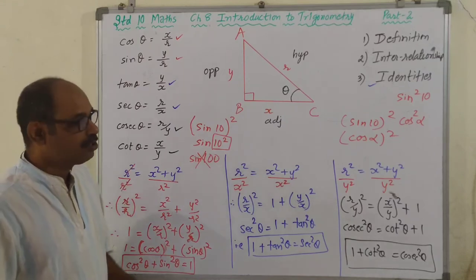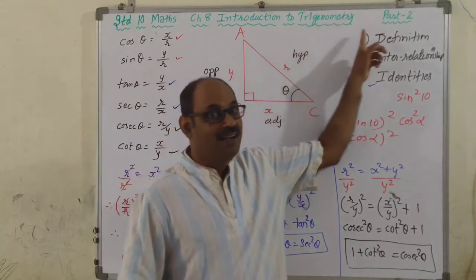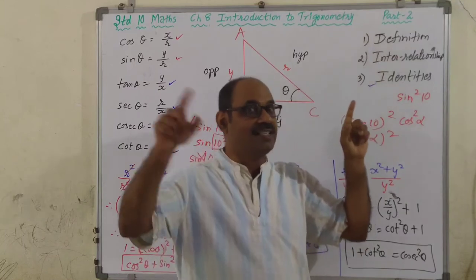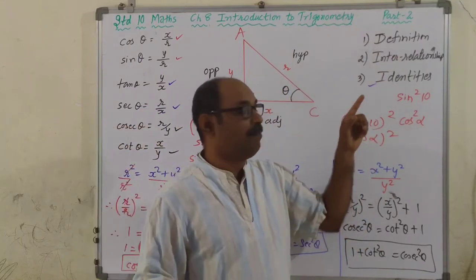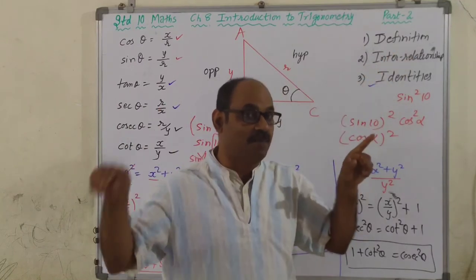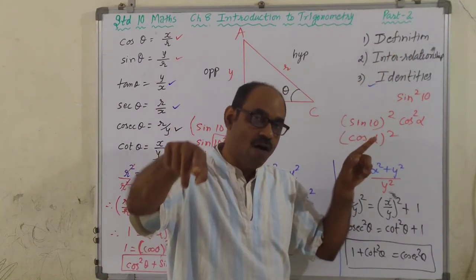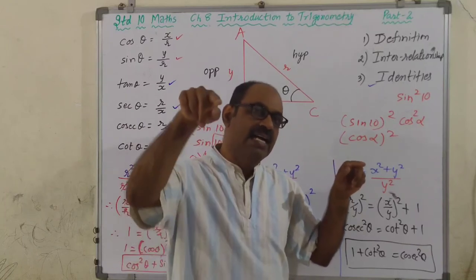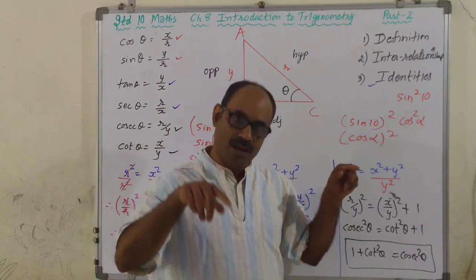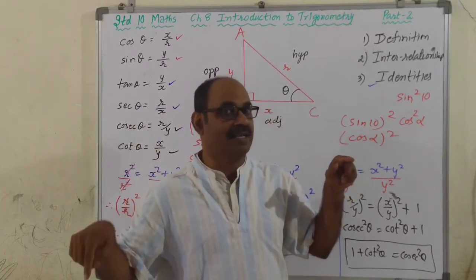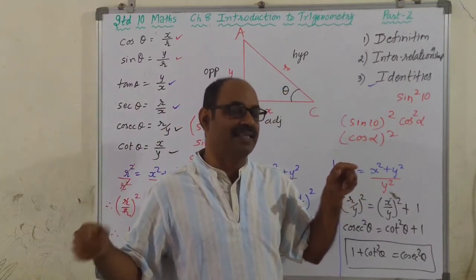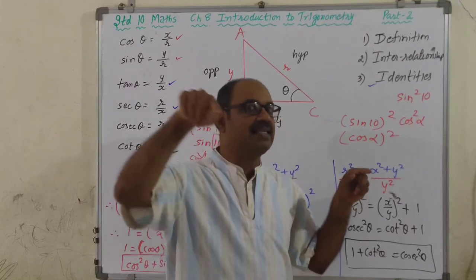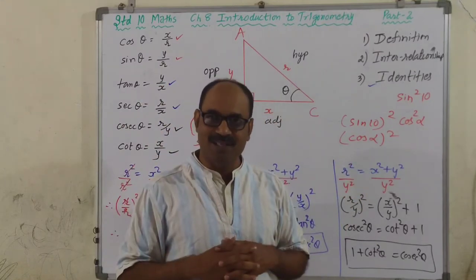Sure? Good. So now three things you have to learn. Definitions. Cos theta is adjacent upon hypotenuse. Sin theta is opposite upon hypotenuse. Tan theta is opposite upon adjacent. Sec theta is hypotenuse upon adjacent. Cosec theta is hypotenuse upon opposite. Cot theta is adjacent side upon opposite side.